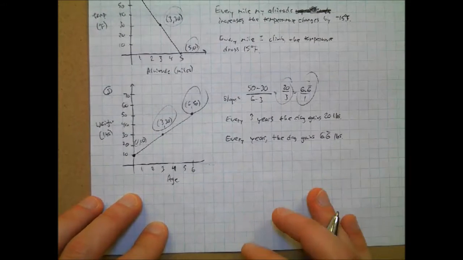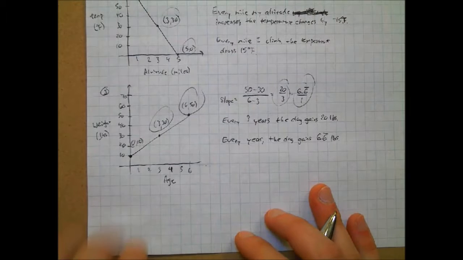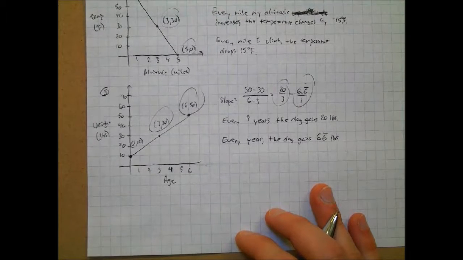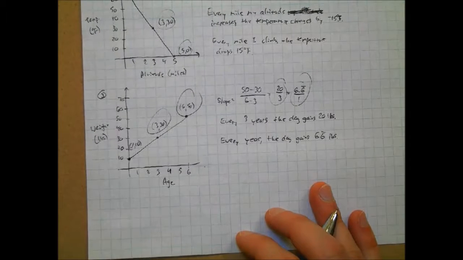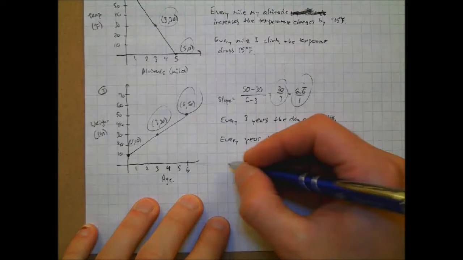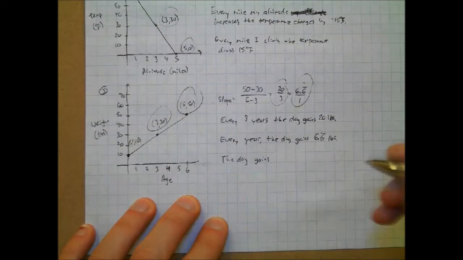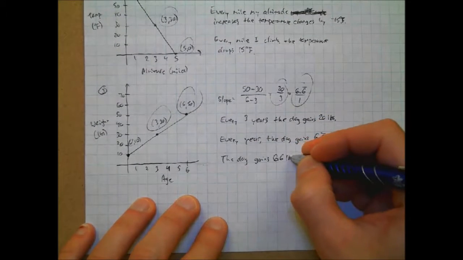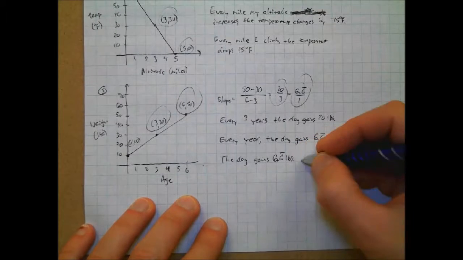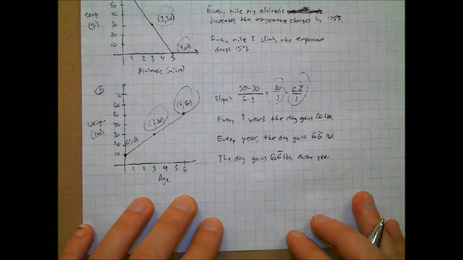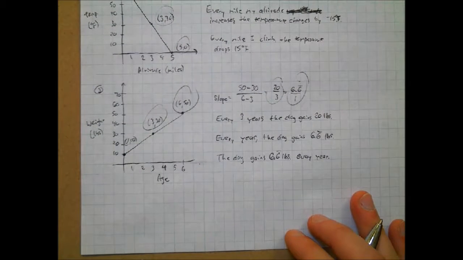Every 3 years, the dog gains 20 pounds. Every year, the dog gains 6.666666 repeating pounds. You can say this in a different order, too. Some of you maybe would want to write the dog gains 6.6 repeating pounds every year. You don't have to write all these down if you don't want to. Is that okay, too? Yes. Yeah, that's fine, too. It means the same thing. There are different ways to write this.